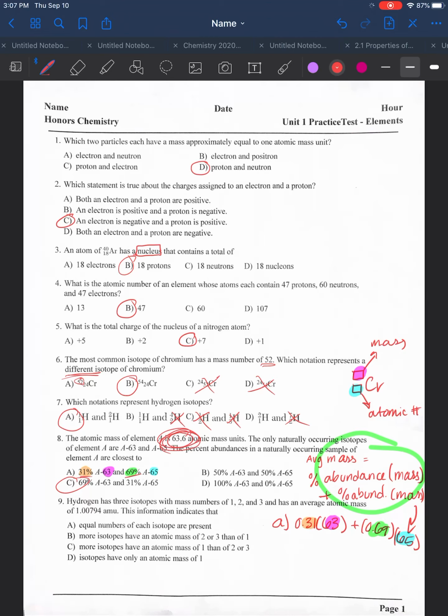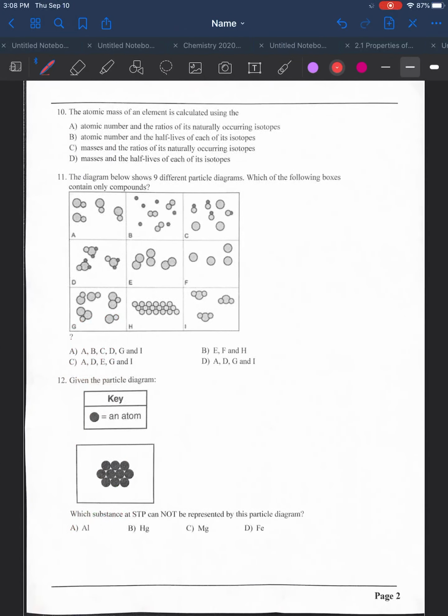Okay, number 9. Hydrogen has 3 isotopes with mass numbers of 1, 2, 3, average mass of this. What does it indicate? Equal numbers of isotope are present? No. More isotopes have mass of more than 2, 3 than 1? No, because it's so close to 1. So more isotopes have mass of 1 than of 2 or 3. This is the right answer because of how close it is to 1, and it can't be D either. 10. So the atomic mass of an element is calculated by C. So this is what 8 was doing, except numerical values. Ratios, that's the same thing as percent.